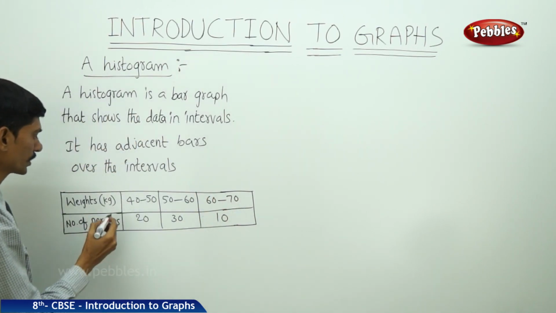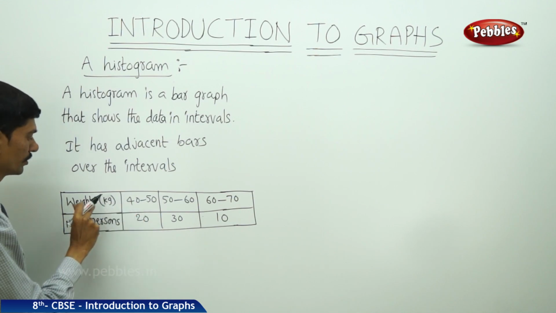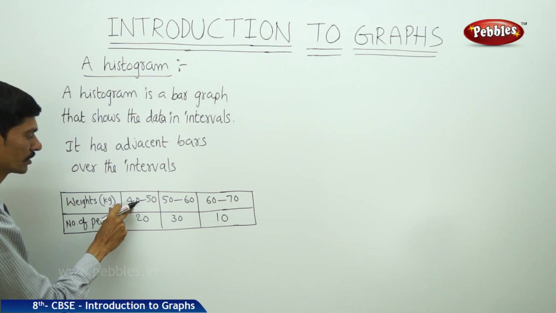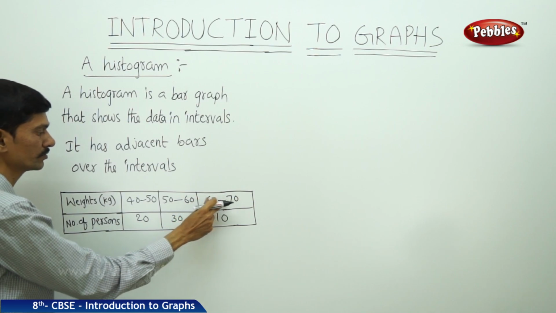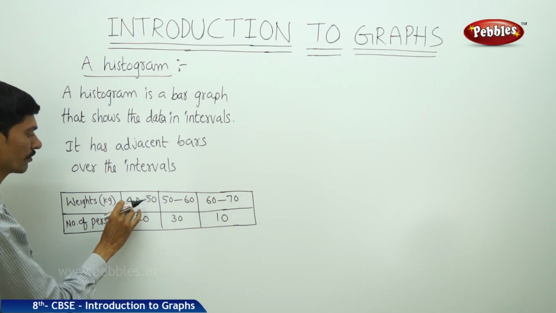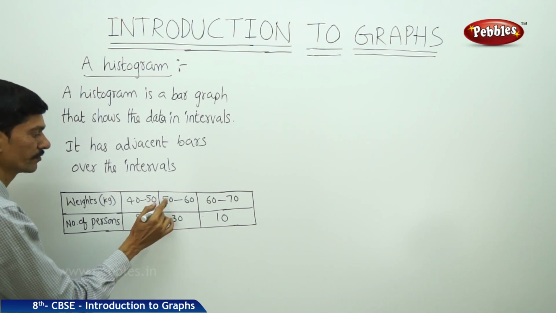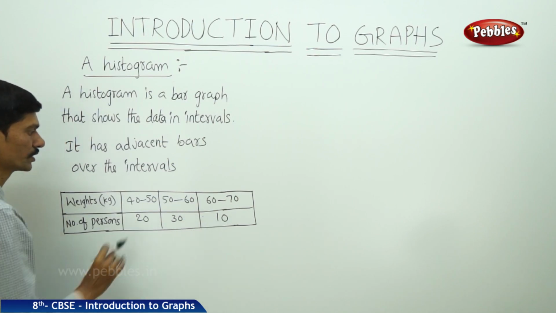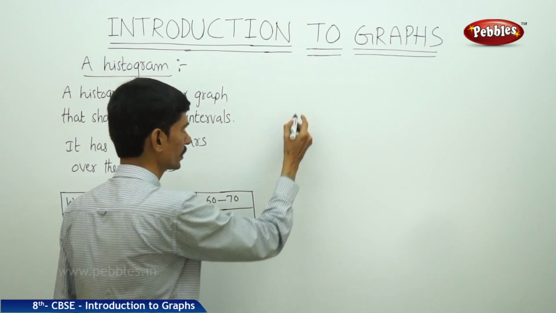Let us take an example to understand a histogram easily. Here in the table the weights of some persons are given. The weights are from 40 to 50, 50 to 60, and 60 to 70. There are 20 persons whose weight is 40 to 50 kilograms, 30 persons whose weight is 50 to 60 kilograms, and 10 persons whose weight is 60 to 70 kilograms. Now let us draw the histogram for the given data.